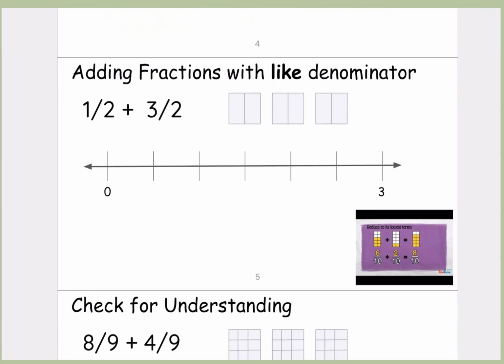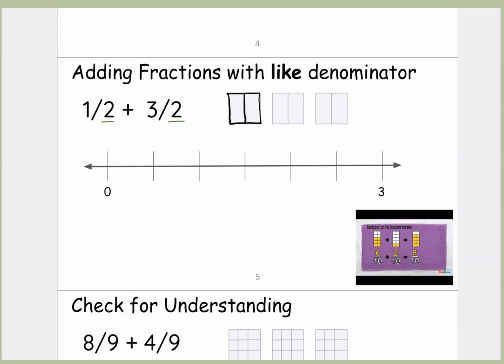Adding fractions with like denominators. The purpose of the denominator is to tell you how many parts you need to make a whole. So in this situation, we have 2 parts in order to make a whole for this fraction, and 2 parts to make a whole for this fraction. That means that when we draw a model, we are going to separate that single model into 2 parts.